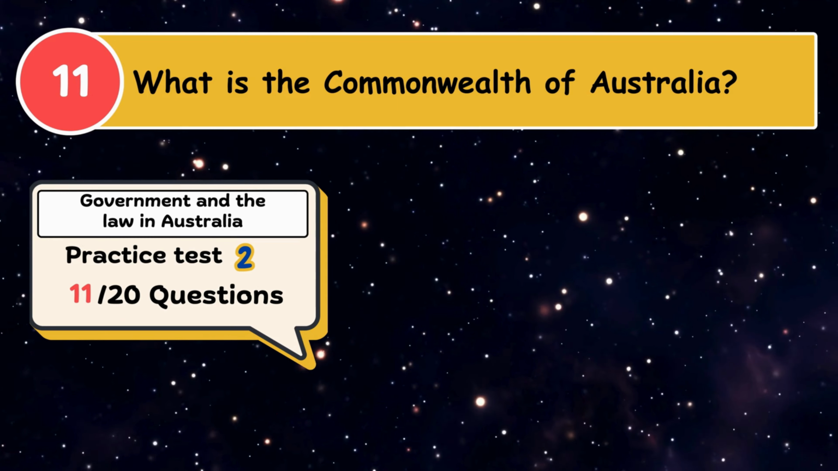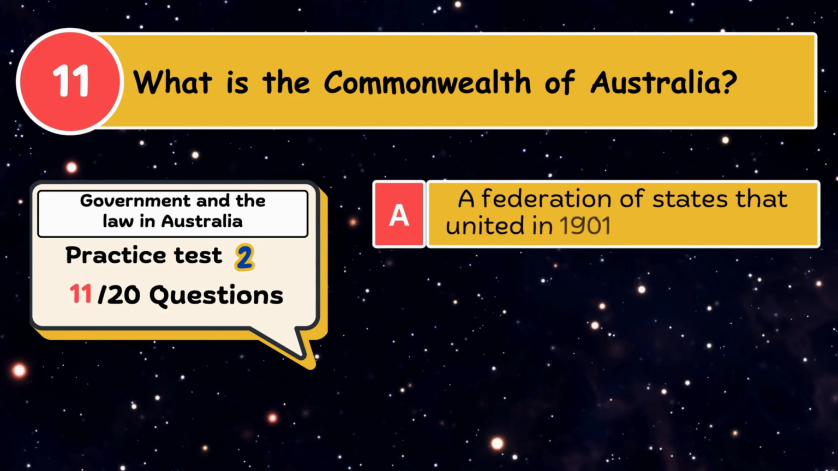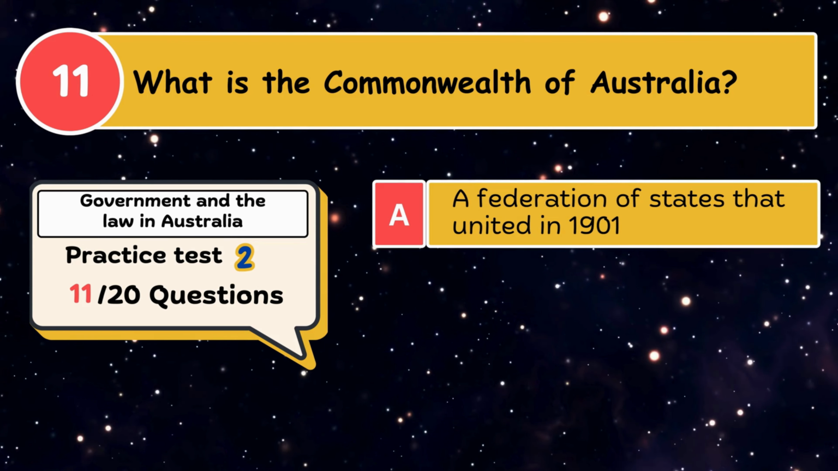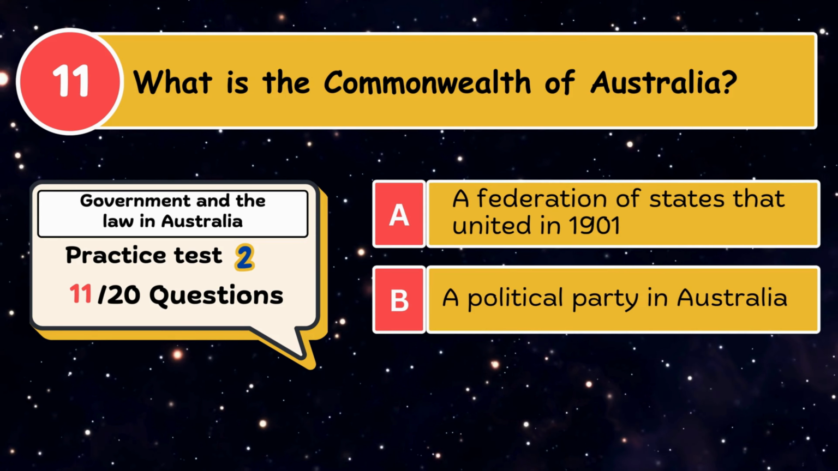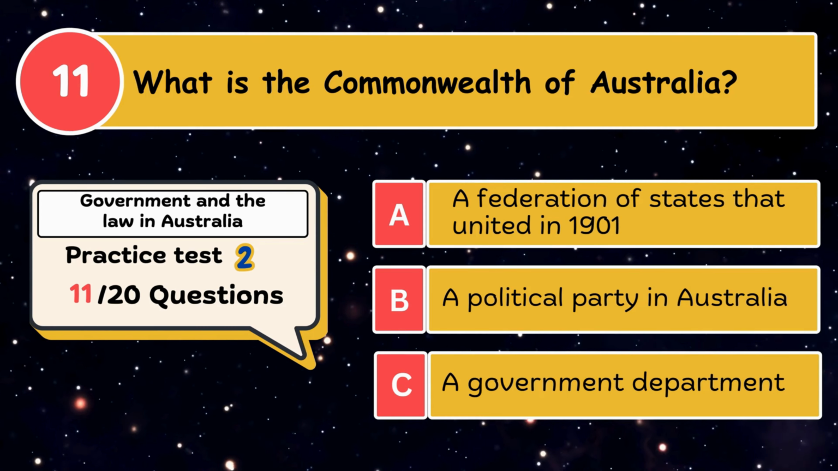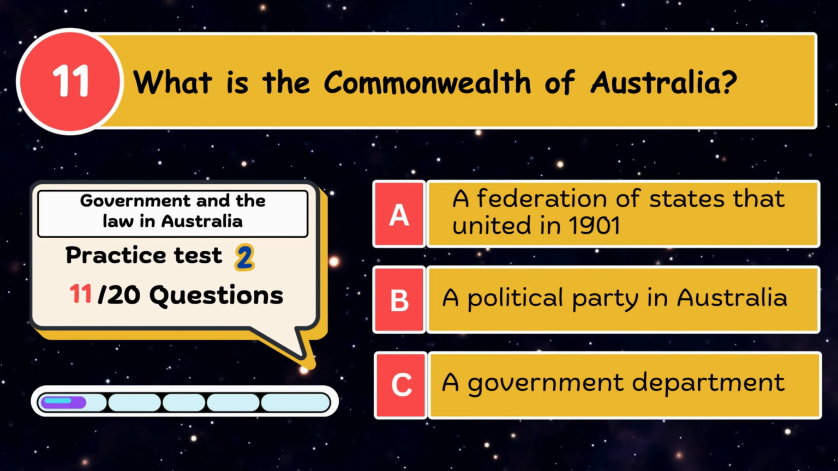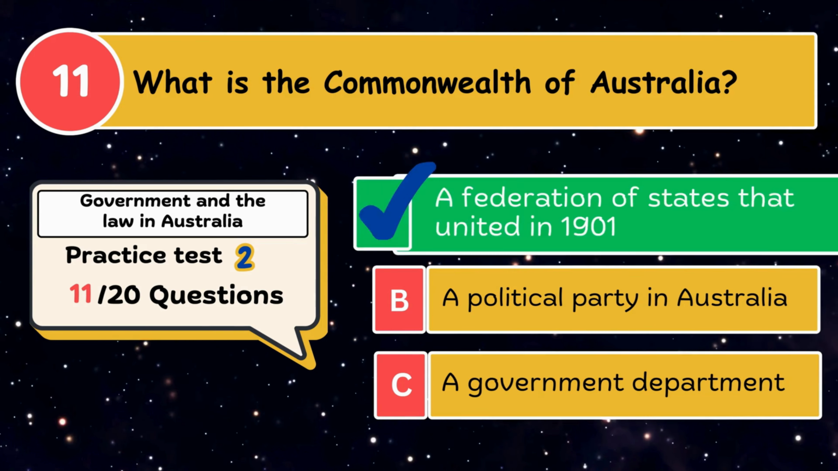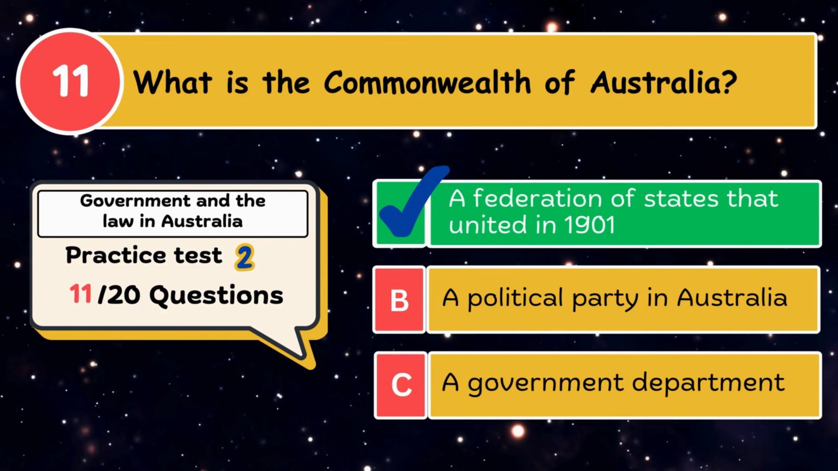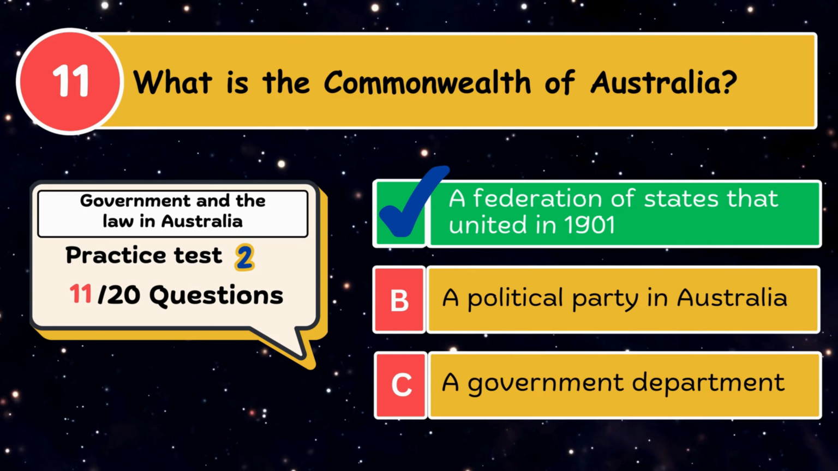What is the Commonwealth of Australia? A, a federation of states that united in 1901. B, a political party in Australia. C, a government department. The correct answer is a federation of states that united in 1901.